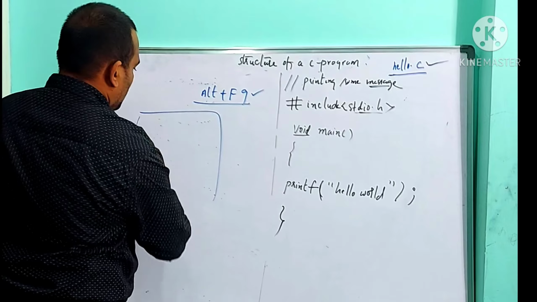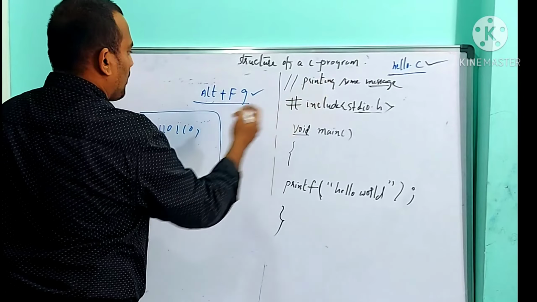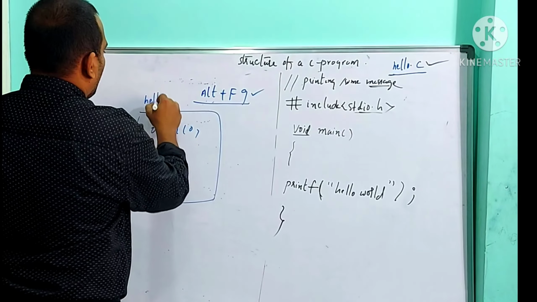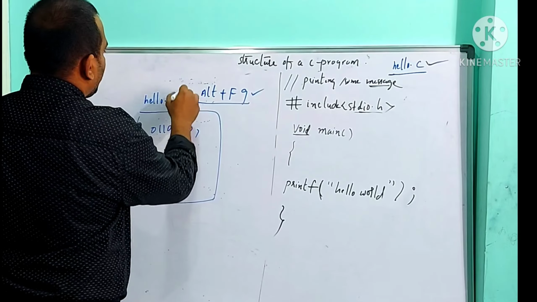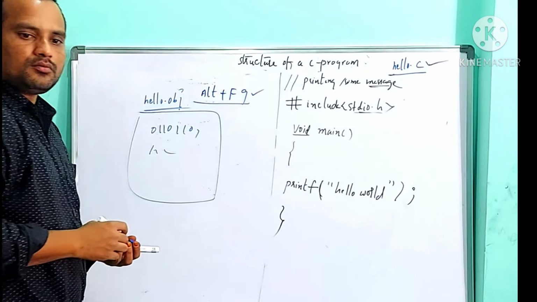Assume this is the zeros and ones level language program, and it renames the program as hello.obj. OBJ stands for object program.